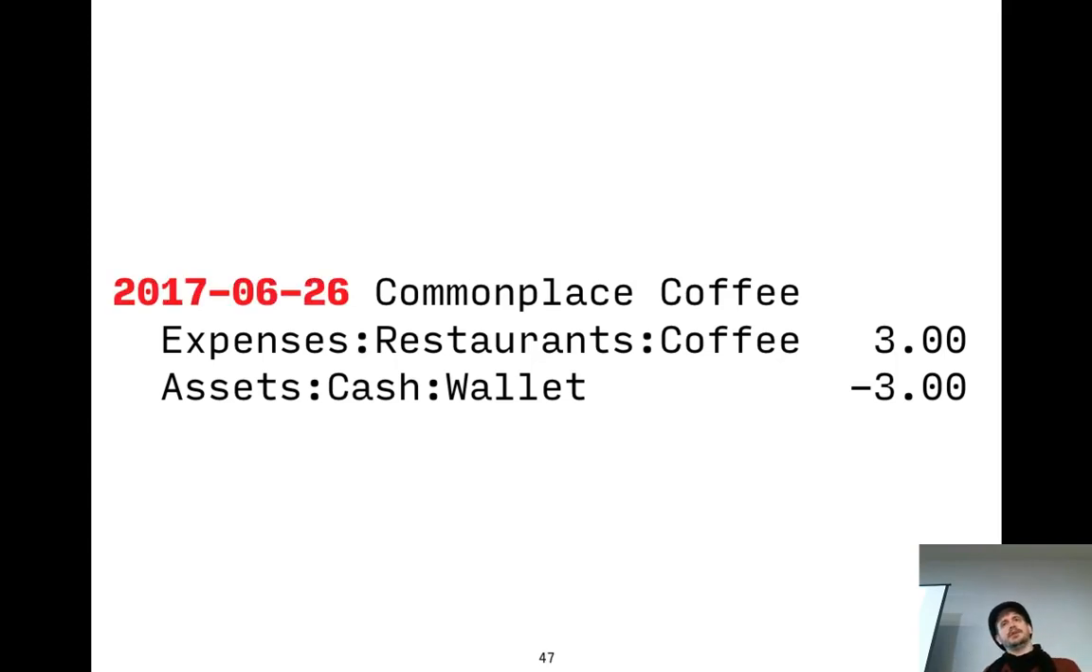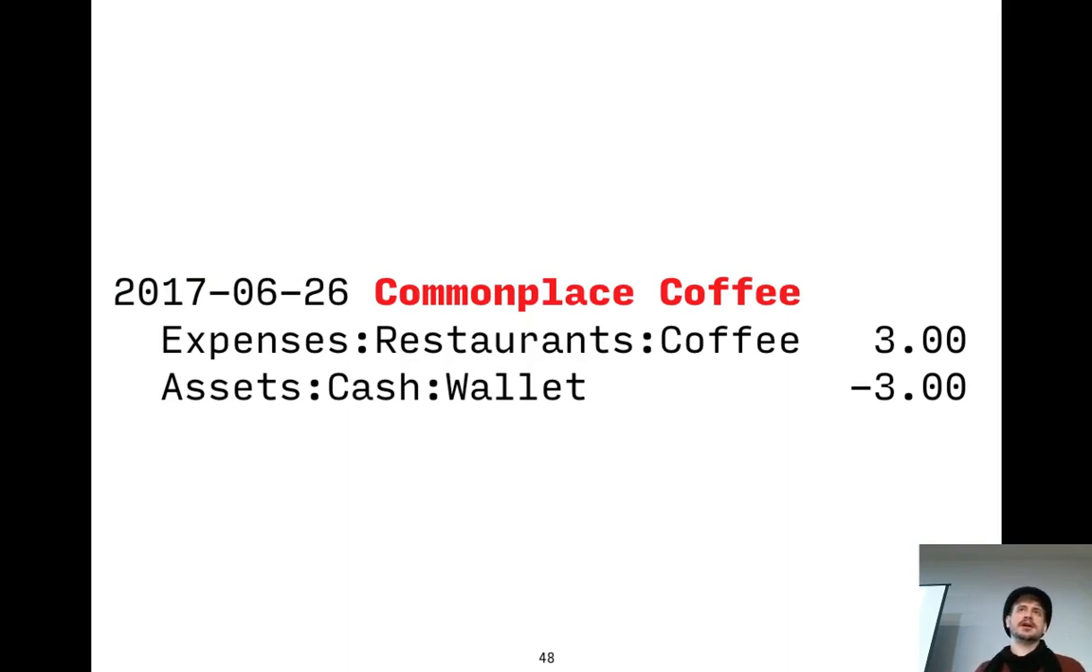Here's the date. It's always in ISO 8601 format. Year followed by month and date. No weirdness between US and European formats, or US and everybody else. Ledger and some others allow slashes instead of dashes. I prefer dashes. This is the payee.